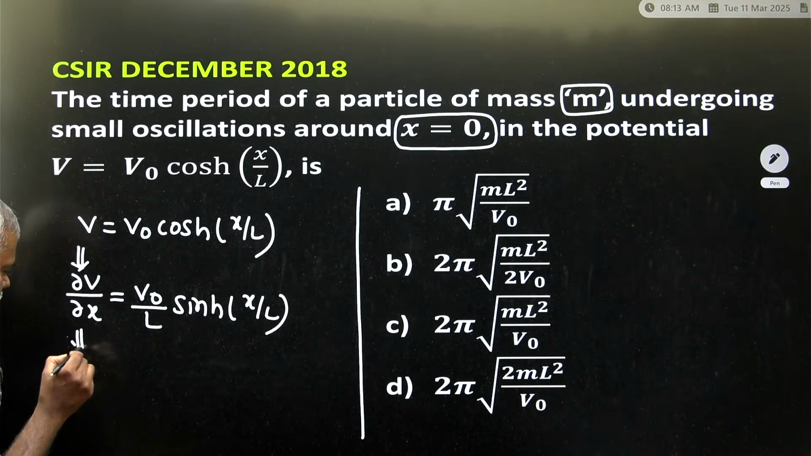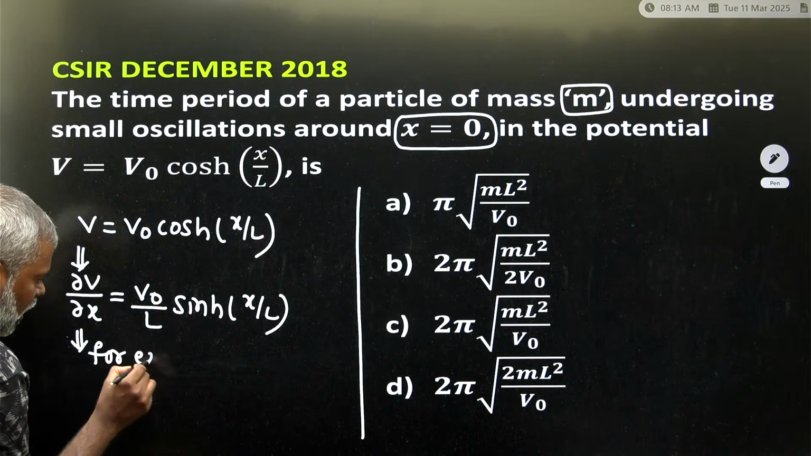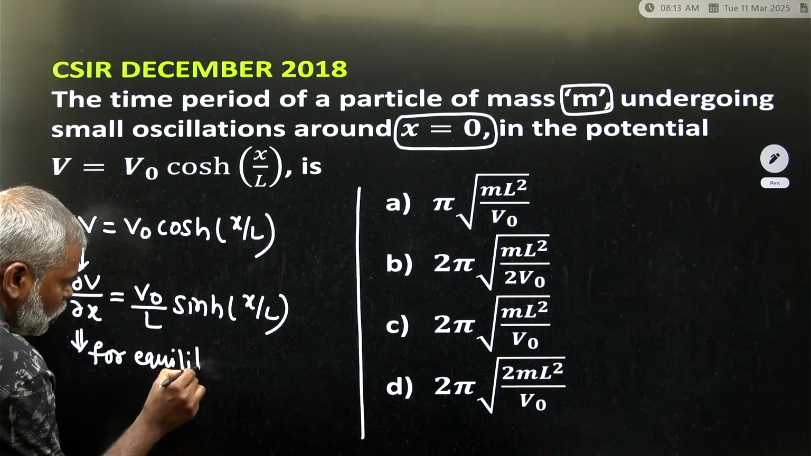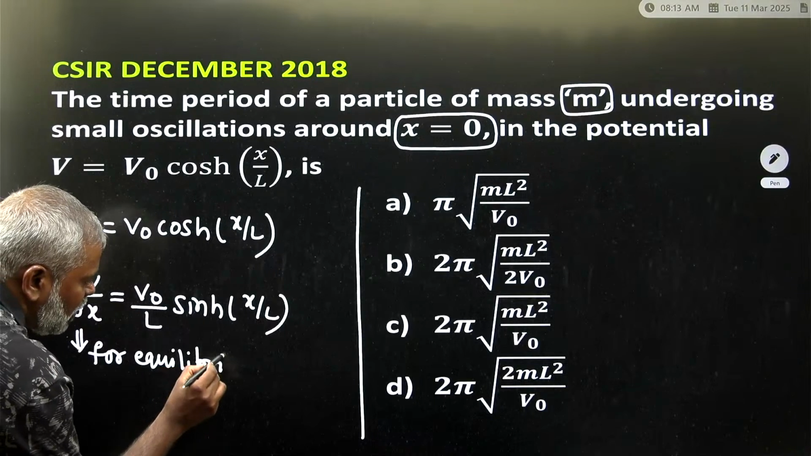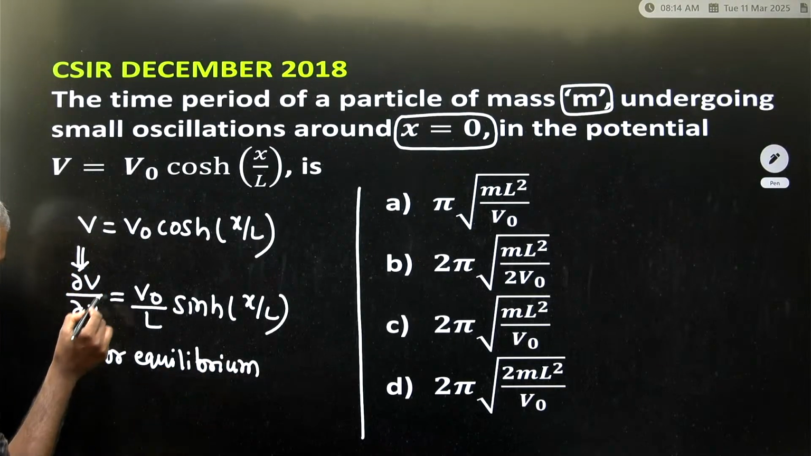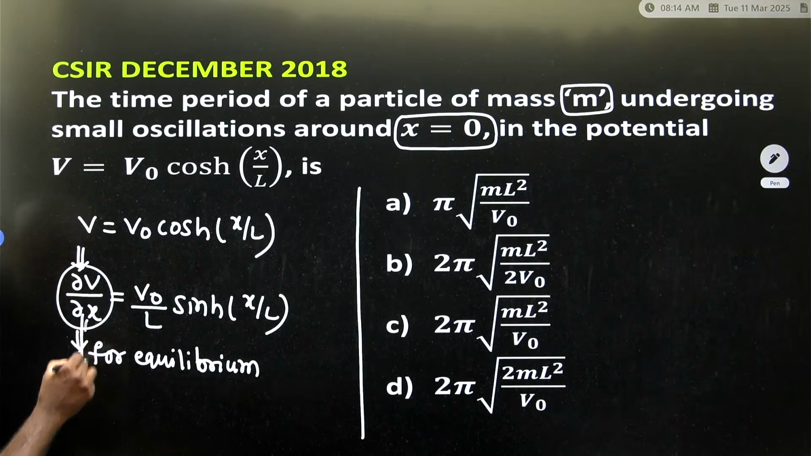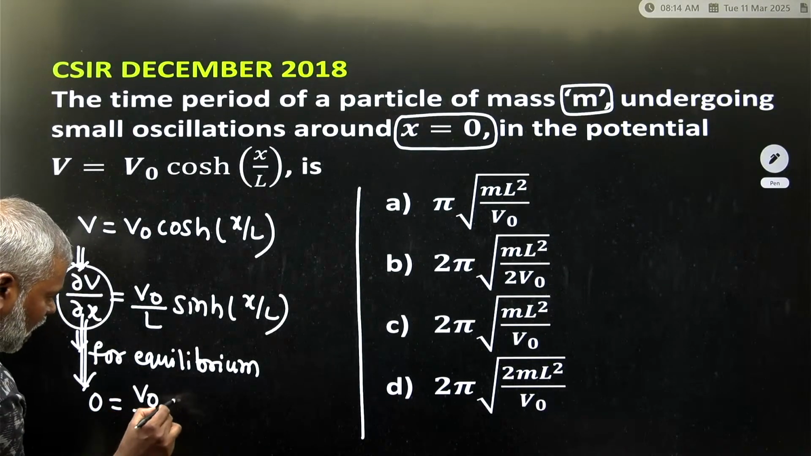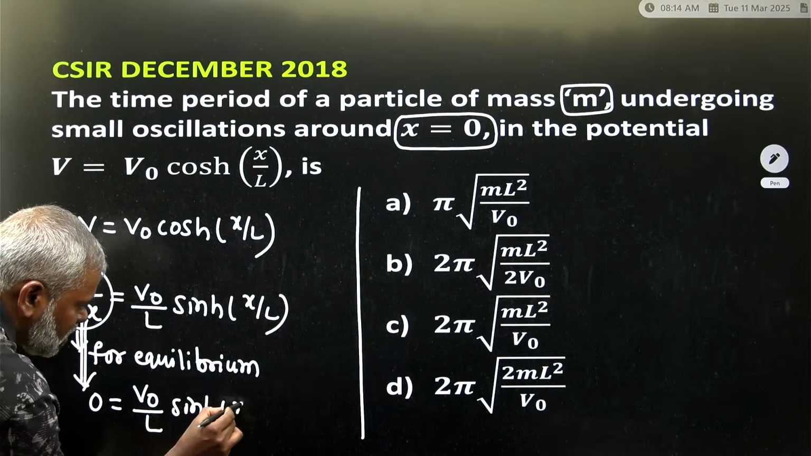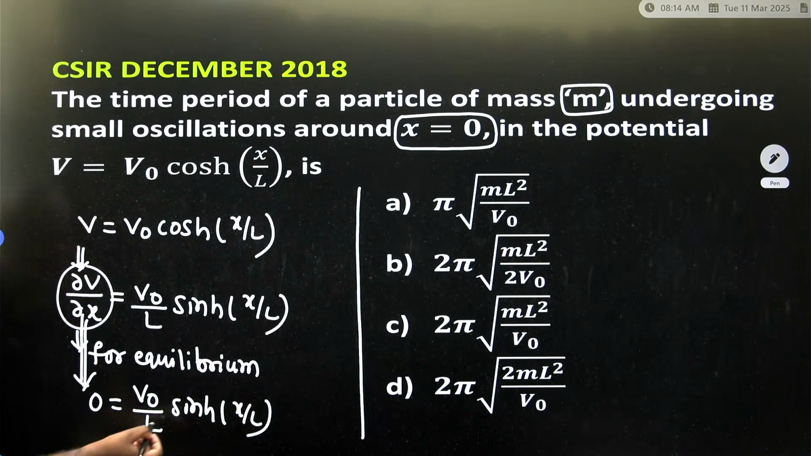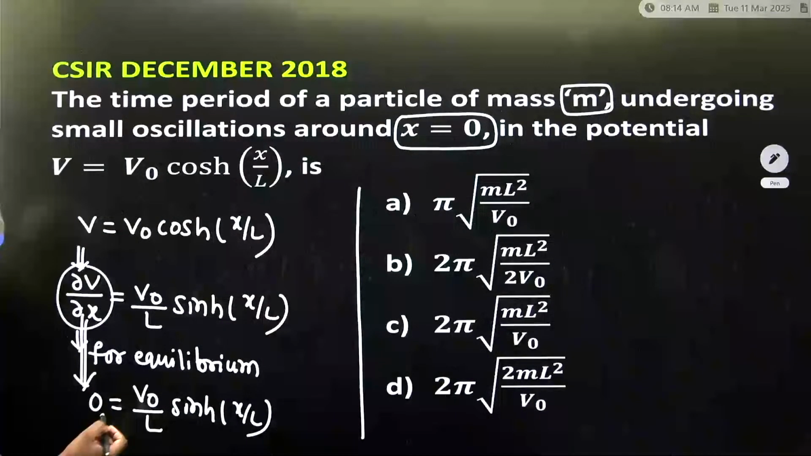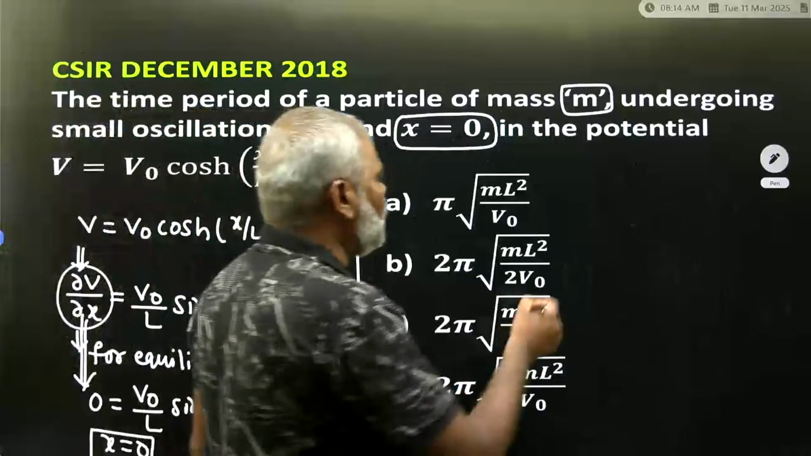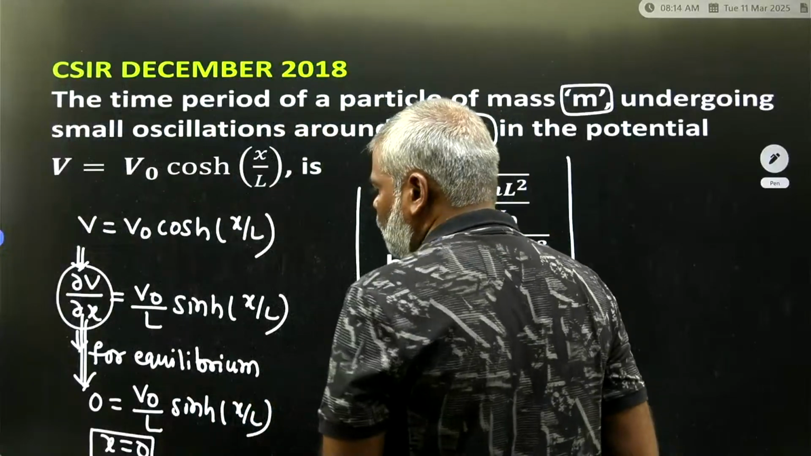For equilibrium, you know that the first derivative ∂V/∂x is equal to 0. So therefore 0 is equal to V0 by L sinh of x by L. Sinh of x by L is equal to 0, therefore x is equal to 0. At equilibrium, we have to consider that value, x equal to 0.